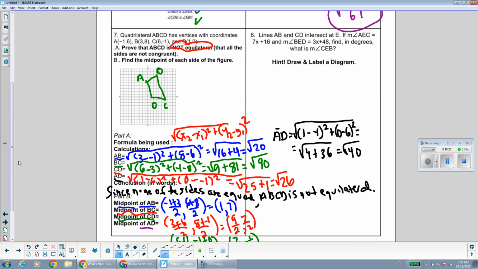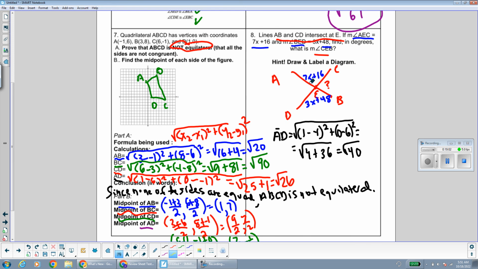Okay. Lines AB and CD intersect at E. If measure of angle AEC is 7x plus 16, and measure of angle BED is 3x plus 48, what is the measure of angle CEB?